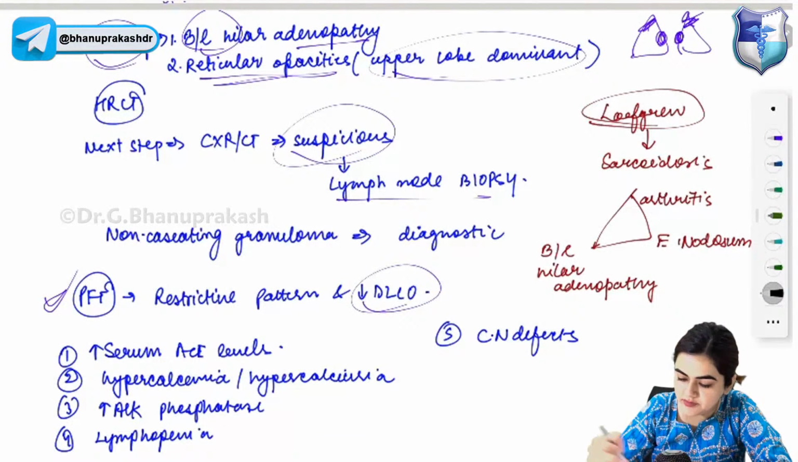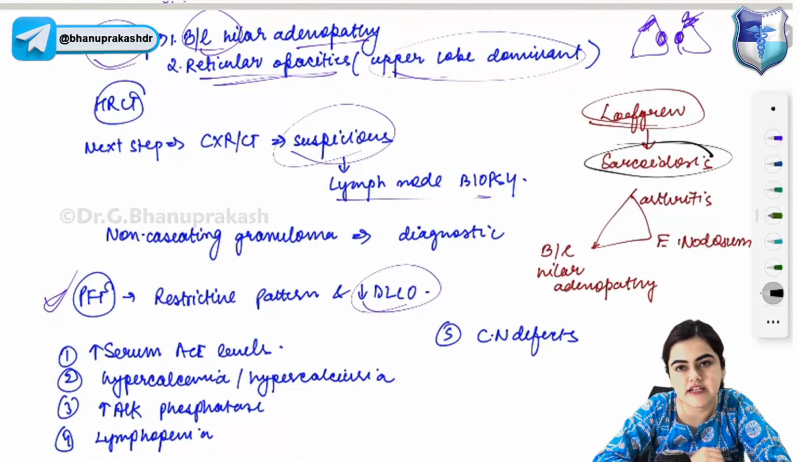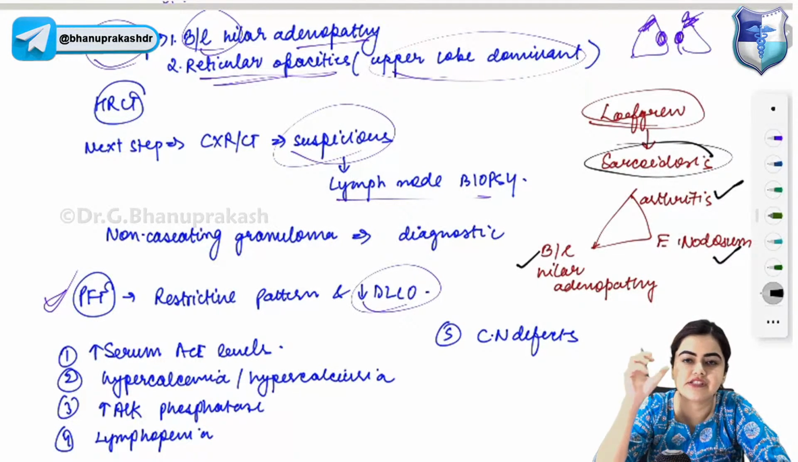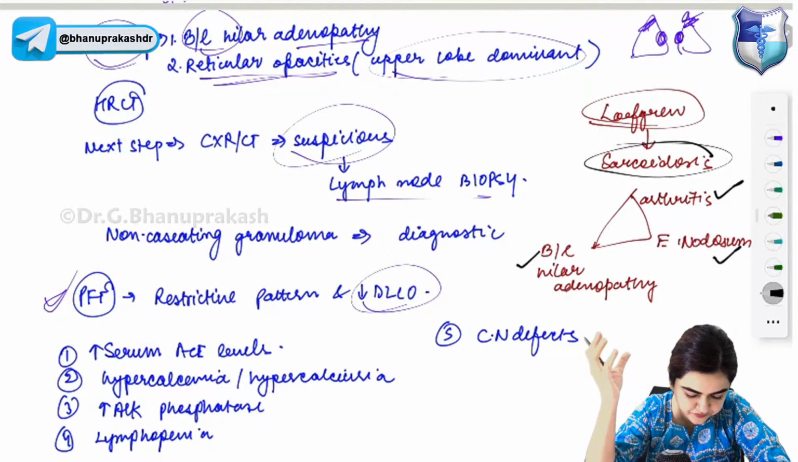And please remember Lofgren syndrome, which is a type of sarcoidosis. You see a triad in Lofgren syndrome. The triad of Lofgren syndrome, remember, is arthritis, erythema nodosum, and bilateral hilar lymphadenopathy. This is the triad of Lofgren syndrome.